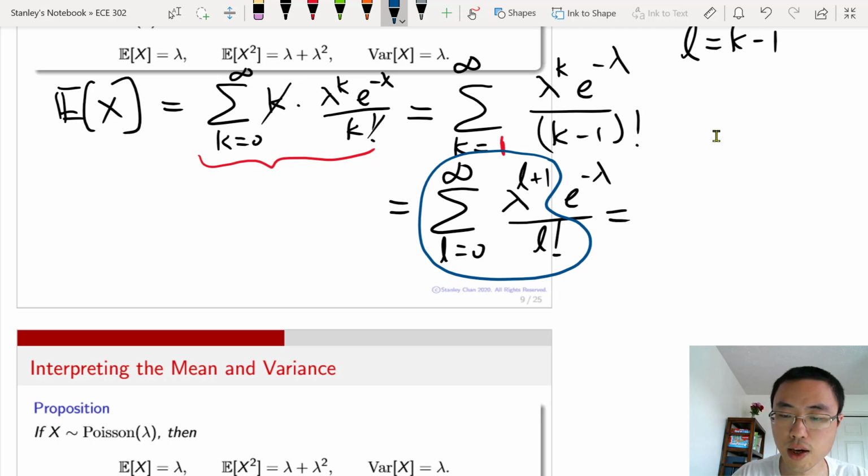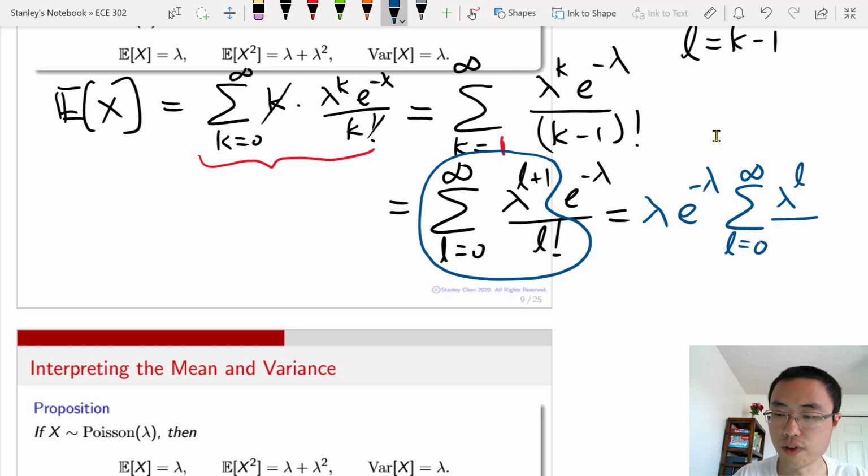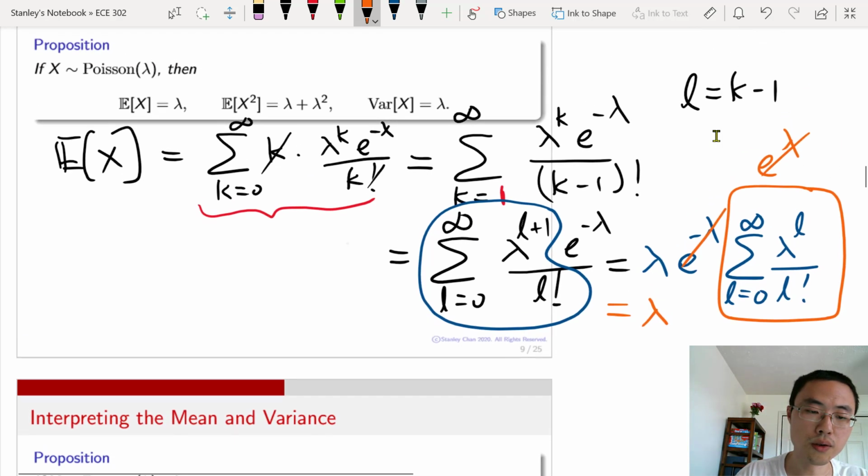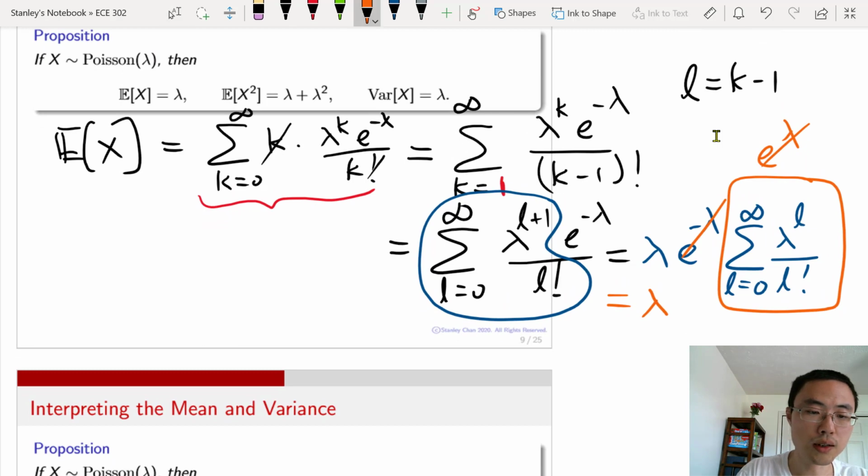And then this lambda to the L plus 1, you can pull the lambda out. And then here you have e minus lambda. And then you just have a simple summation L going from 0 to infinity of lambda to the power L divided by L factorial. And then what is this term? This term is just e to the lambda. Okay, and then this e to the lambda will cancel with this e minus lambda, and so you will have lambda. And therefore, we have just shown that the expectation of the Poisson random variable is lambda.